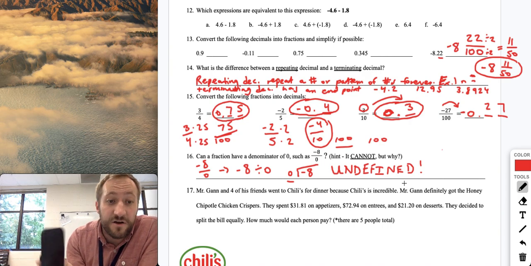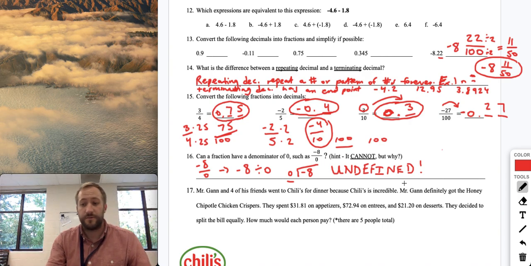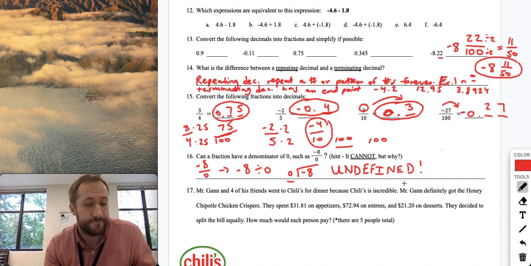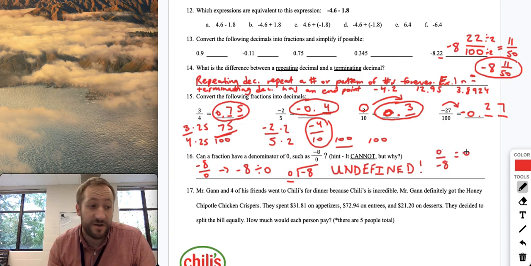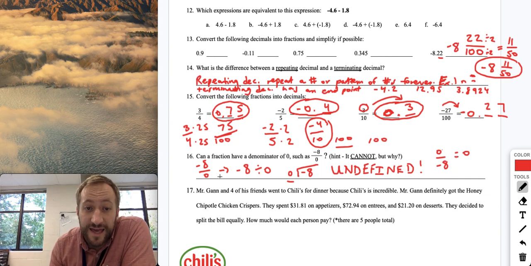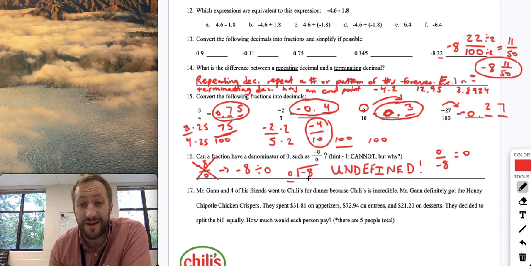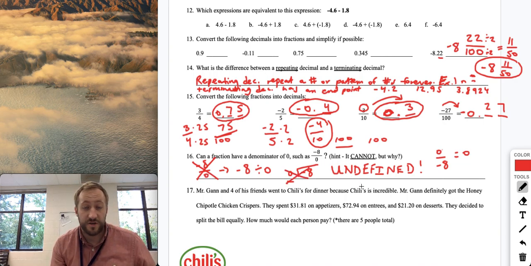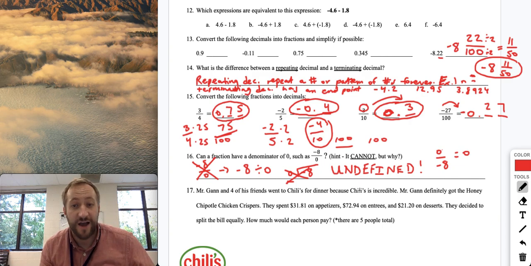So if the 0 is in the numerator, meaning if it was 0 divided by negative 8, that would just give me 0, and we can do that. However, if 0 is in the denominator like this, we can't do it because that would mean the 0 is the divisor on the outside of the box, and it can never split up any number. So this doesn't work. 0 like this in the denominator means it's undefined. 0 in the denominator is undefined.